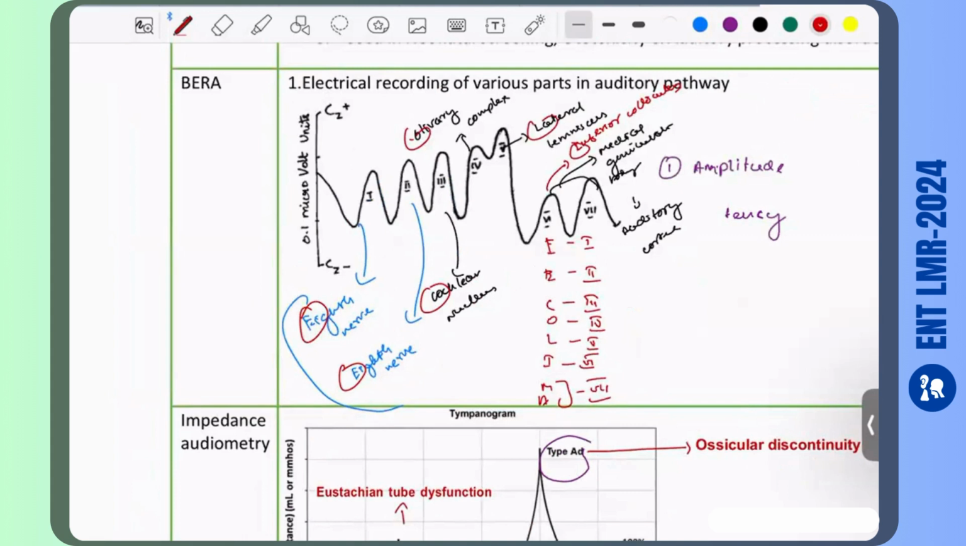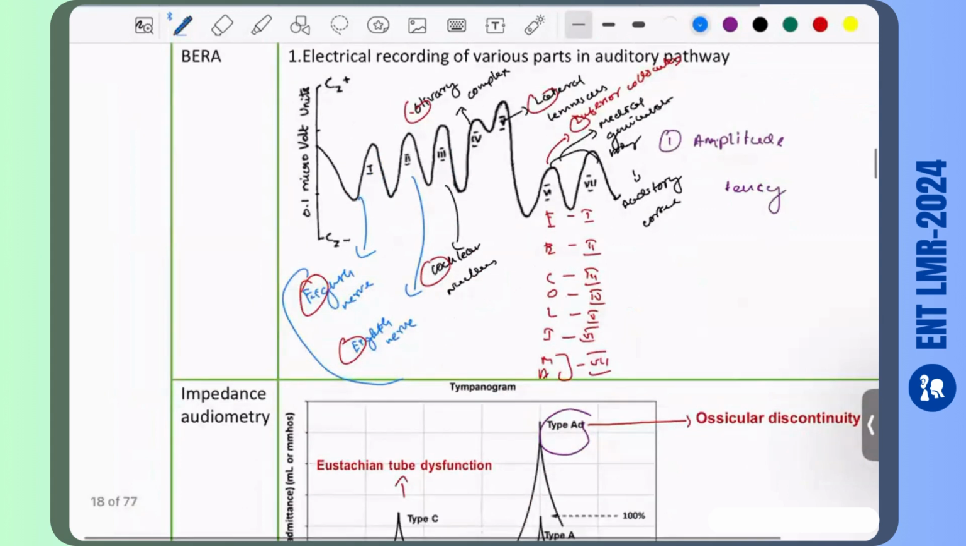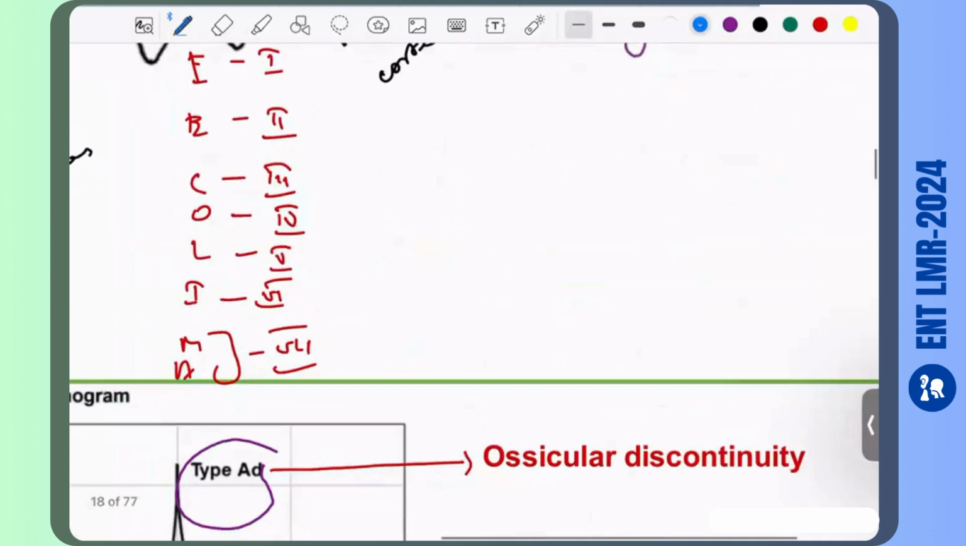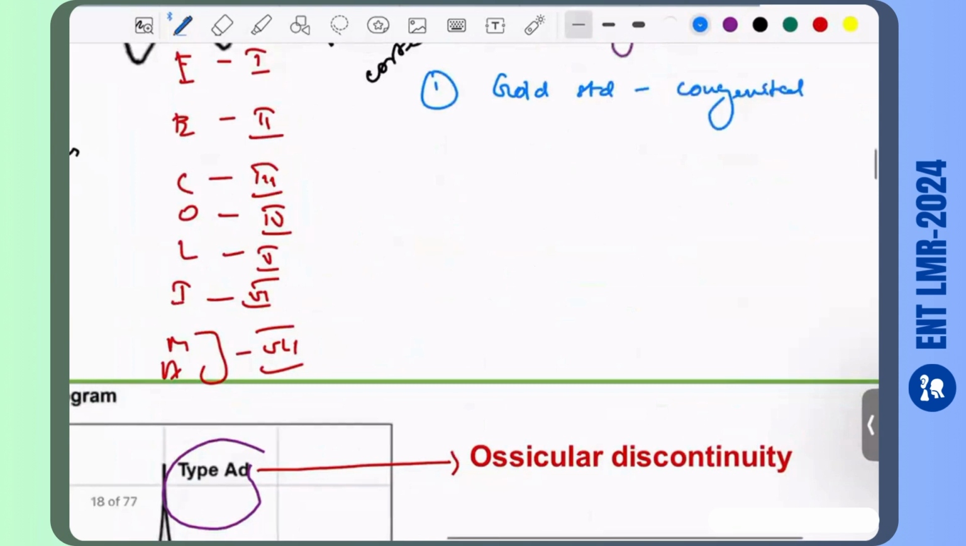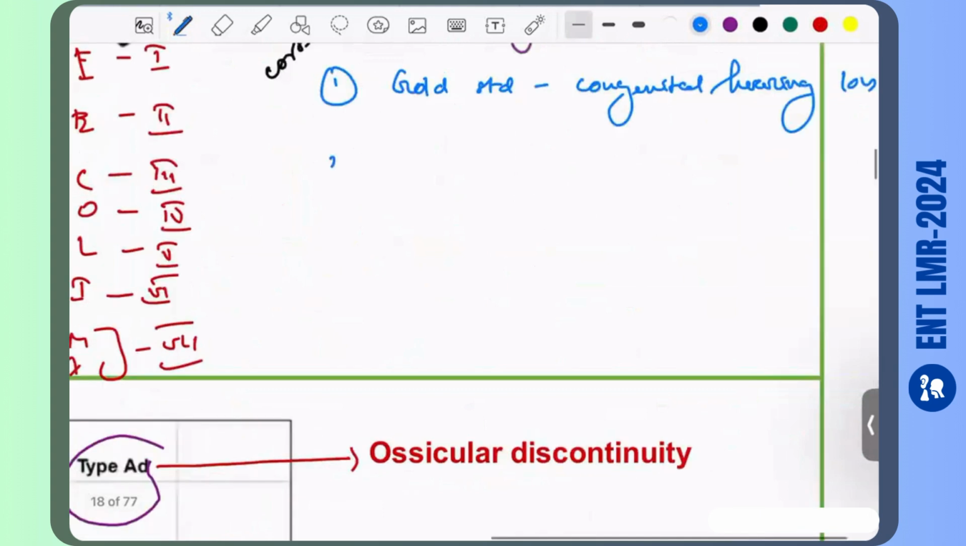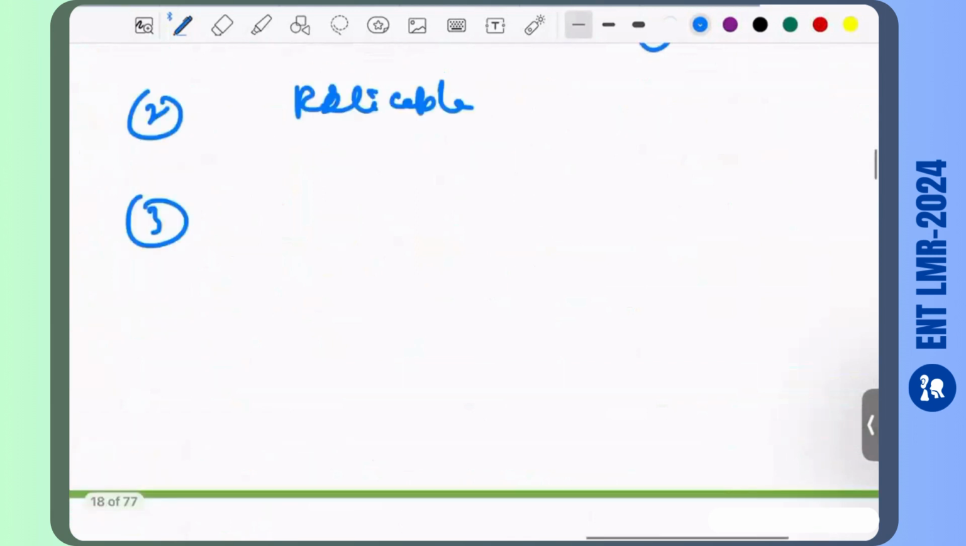What is the use of BERA? BERA is the gold standard for diagnosing congenital hearing loss. It's the most reliable test. It is also used to differentiate cochlear and retrocochlear deafness.